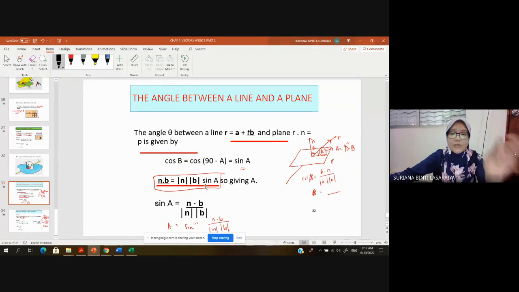Tapi if you are still using cos, sorry ya, ada extra bunyi pula itu motor tu. If you are still using cos, maksudnya you must use this method. Okay, after you get the angle, then you do 90 degree minus that angle to find the angle between line and plane. Okay?